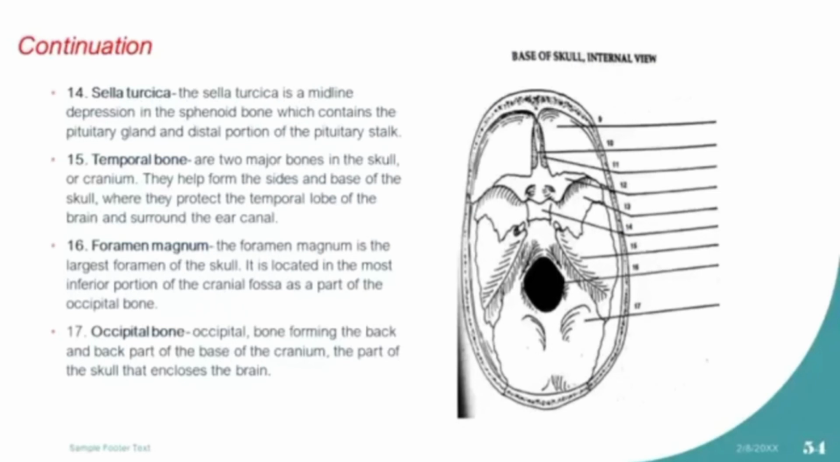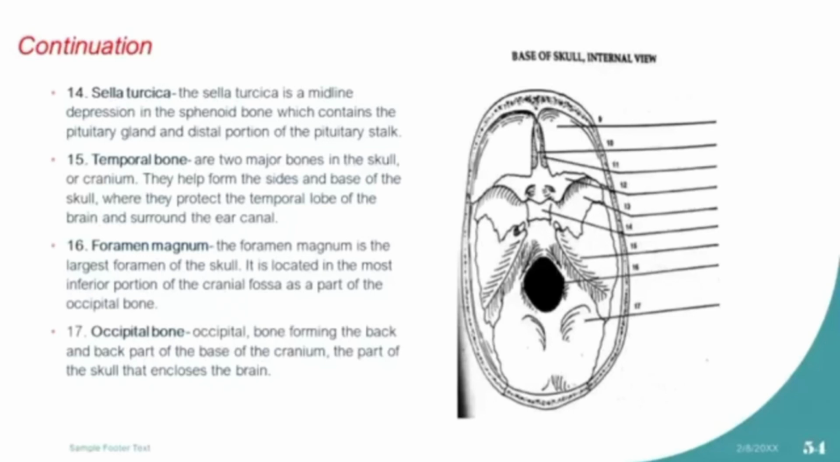14. Sella turcica. The sella turcica is a midline depression in the sphenoid bone which contains the pituitary gland and the distal portion of the pituitary stalk. 15. Temporal bone. These are the two major bones in the skull or cranium. 16. Foramen magnum. The foramen magnum is the largest foramen of the skull. It is located in the most inferior portion of the cranial fossa as a part of the occipital bone.